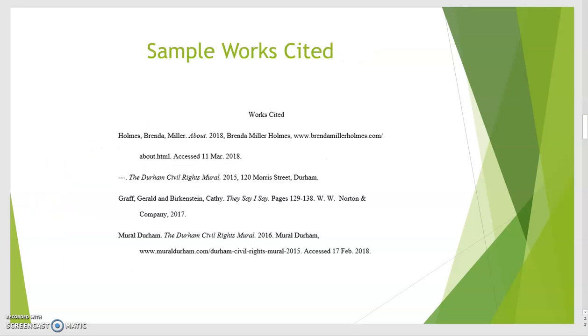Here's a sample of what a works cited page would look like. So you can see that it's titled Works Cited. You can see that it's alphabetized by the first word in the citation. You can see here where I have those 3 dashes. That tells me that the author is the same, so that Brenda Miller Holmes is the same author as the first source and the second source. You can see too that I use the hanging indents. So if my citation is more than 1 line, my second line is indented 1 tab. So that's what an effective works cited page would look like.